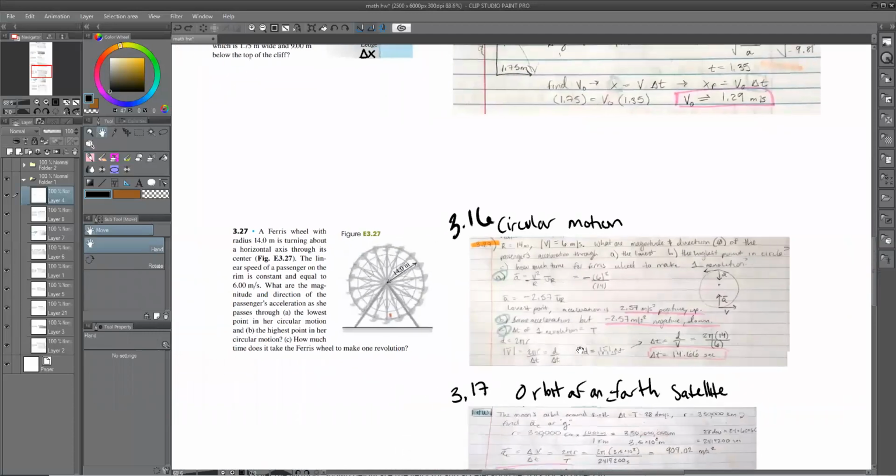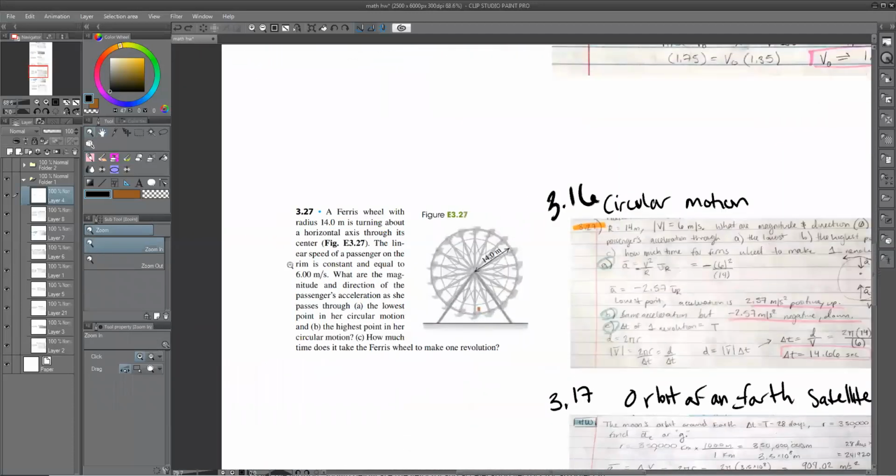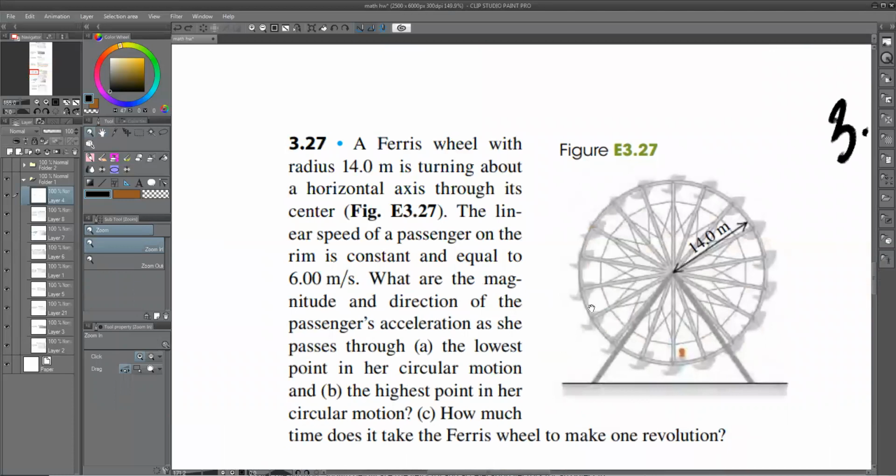Okay, circular motion. This one's pretty easy. A Ferris wheel with a radius of 14 meters is turning around a horizontal axis through its center. The linear speed of a passenger on the rim is constant and equal to 6 meters per second. What are the magnitude and direction of the passenger's acceleration as she passes through A, the lowest point in her circular motion, B, the highest point in her circular motion, and C, how much time does it take the Ferris wheel to make one revolution?